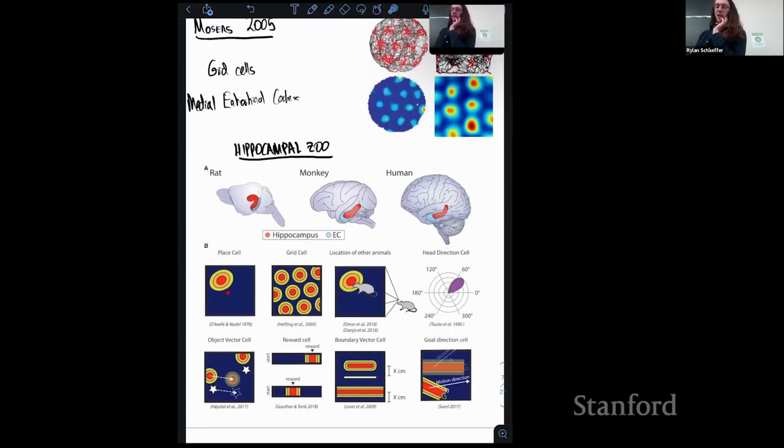So there are place cells I've talked to you about, grid cells, cells that respond based on the location of not yourself, but another animal, cells that respond when your head is facing in a particular direction, cells that respond when you're a particular distance away from an object. So like, I'm one step south of an object, that kind of cell. Cells that respond to reward positions, cells that respond to vectors to boundaries, cells that respond to goals. So there's all kinds of structure represented by this pair of brain structures, the hippocampus here, this red area, and the entorhinal cortex, this blue area here, which is conserved across a lot of species.